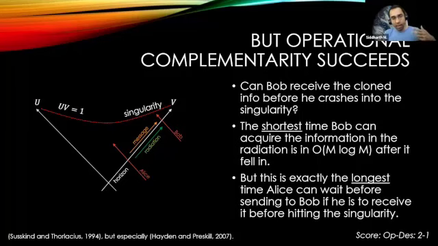And they have pre-arranged that Alice is going to send him a message with her information as soon as she crosses the black hole horizon. So earlier, we were thinking of Alice herself being cloned.